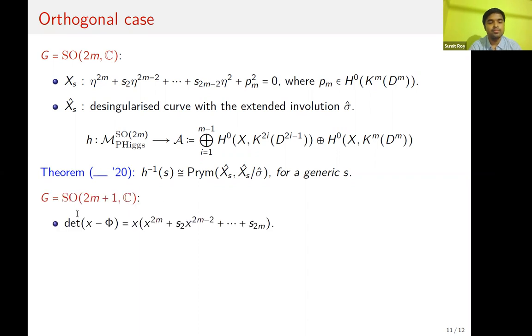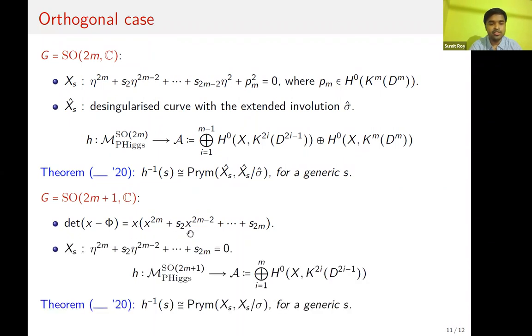And for the odd orthogonal group, the characteristic polynomial is reducible. It always has a zero eigenvalue. So therefore we consider the spectral curve given by the zeros of the remaining component, which is similar to the case of the symplectic group. In fact, they have the same base here, the symplectic group and the odd orthogonal group, because these two groups are Langlands dual. Therefore these two have some similarities, and the result for this case is that the generic fibers are isomorphic to the Prym variety for this spectral curve.